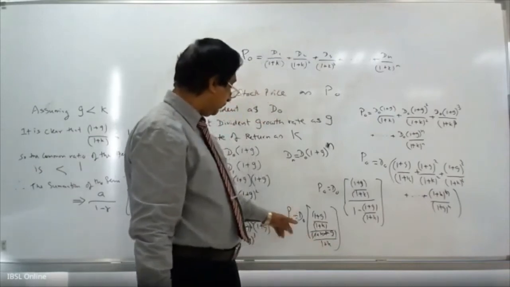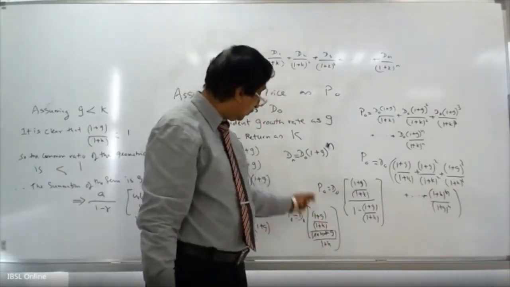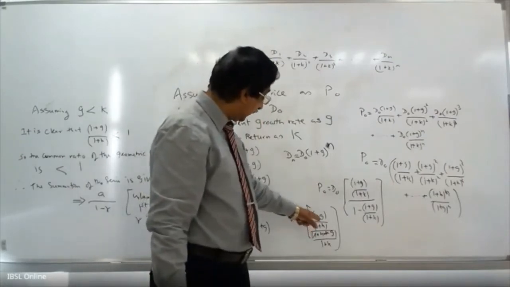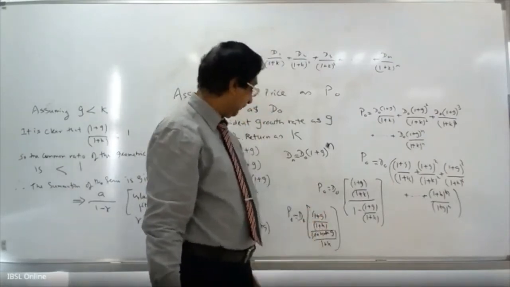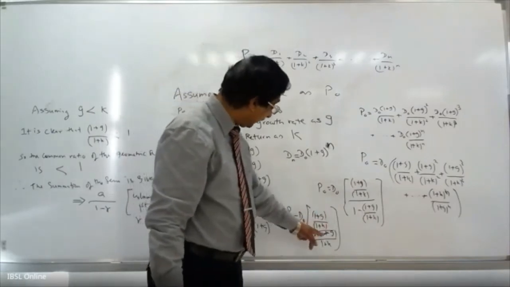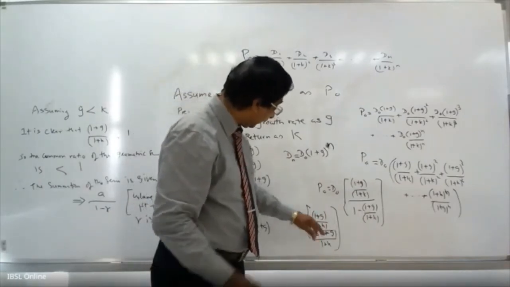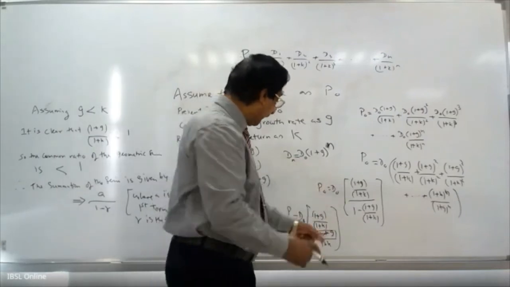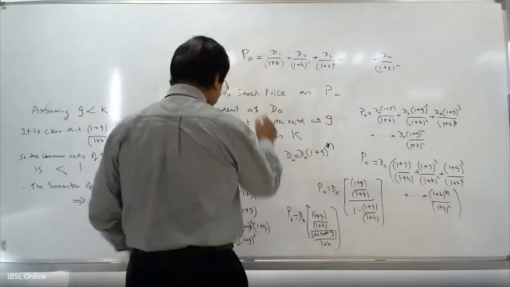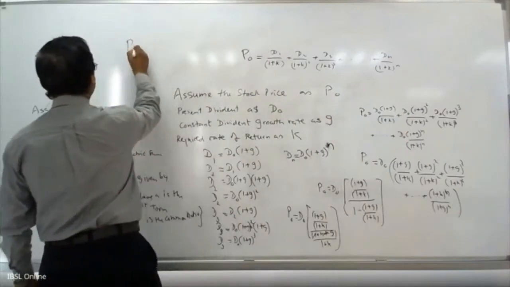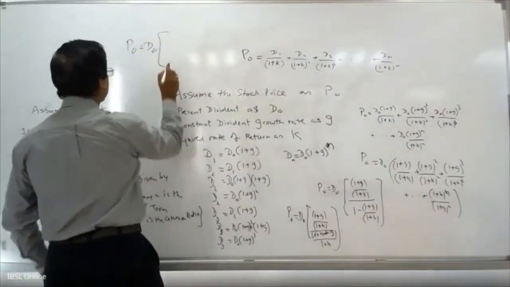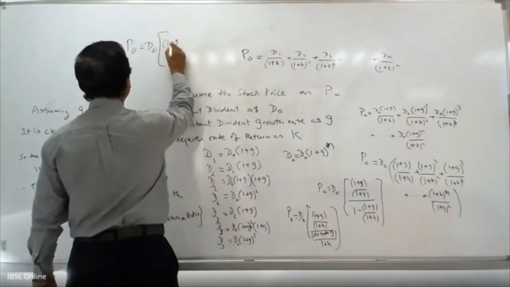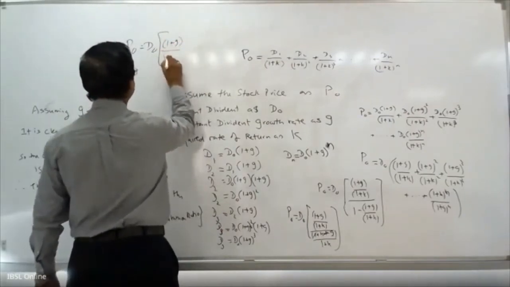Now you have two quotients in the numerator and denominator. Now what happens to the denominator? It will just get the reciprocal of that, so we will get it this way. I will put it here. D0 is equal to D0, 1 plus G divided by 1 plus K.